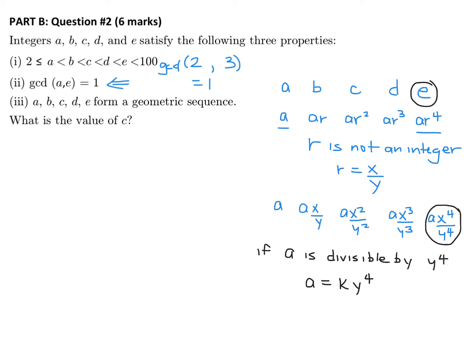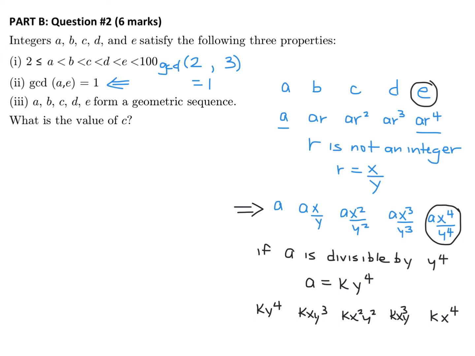Okay, so now that leads me to the conclusion that these guys are now written as follows. We have A, which is ky to the power of 4. We have kxy to the power of 3, right? You're just substituting this for each of those. The next one would be kx squared y squared. The next one would be kx to the power of 3 y, and the last one would be kx to the power of 4, if we substituted A as k times y to the power of 4.